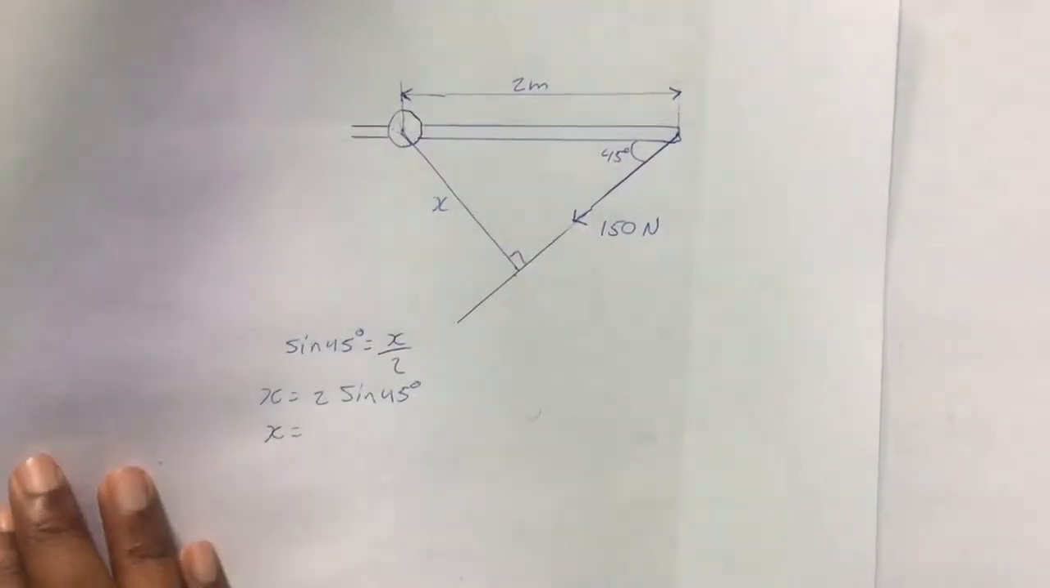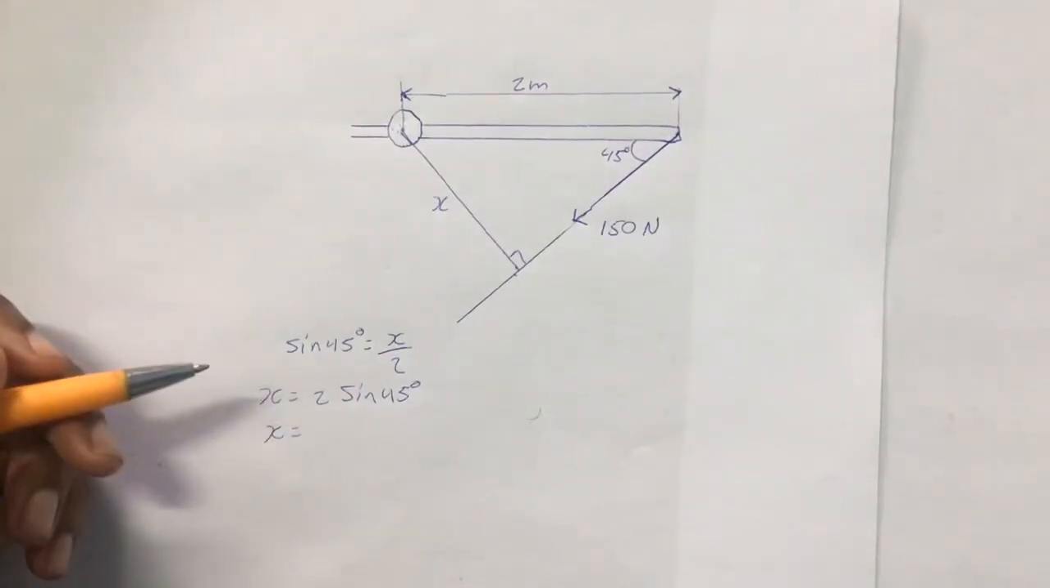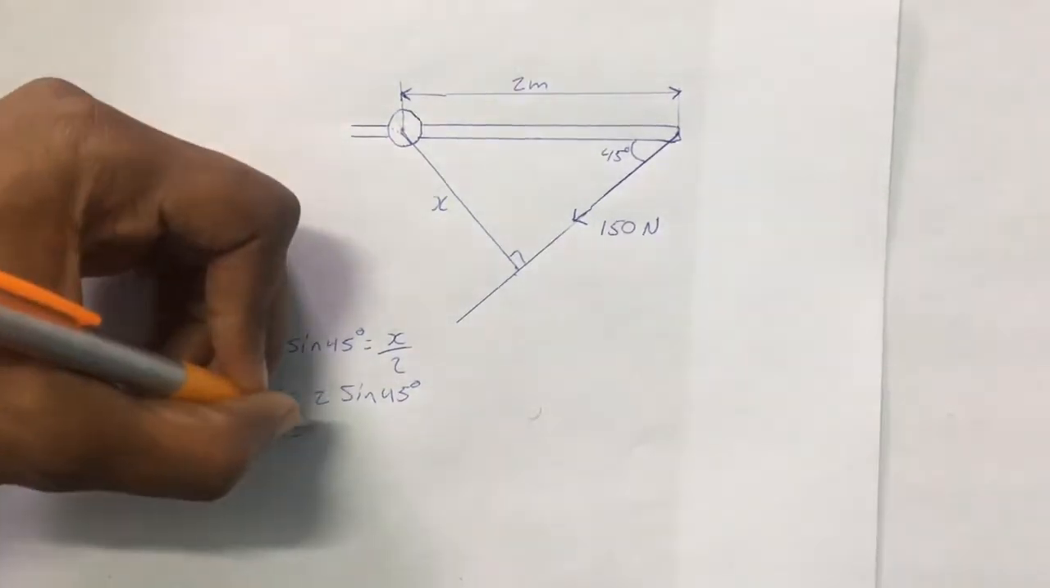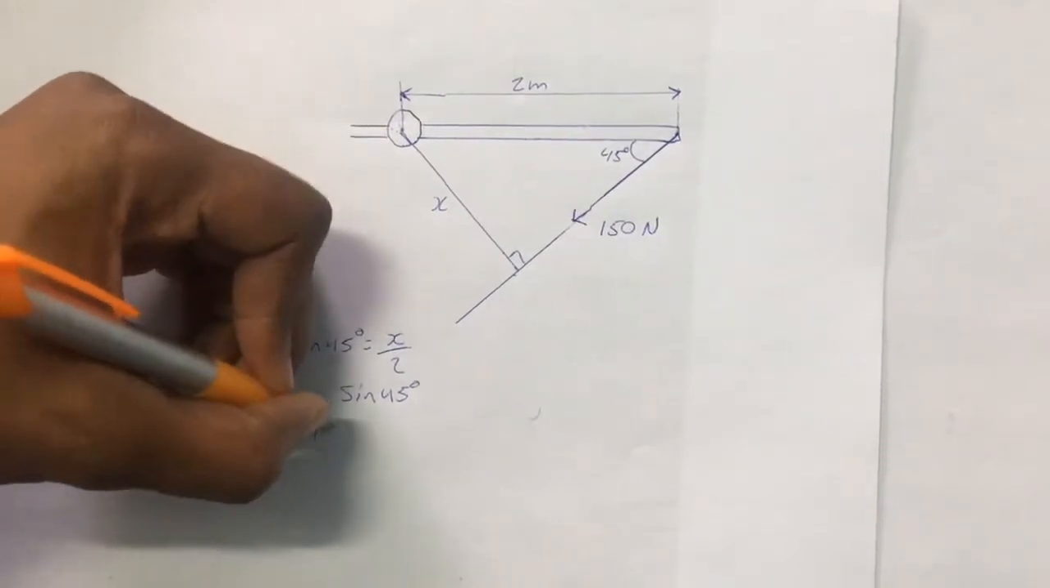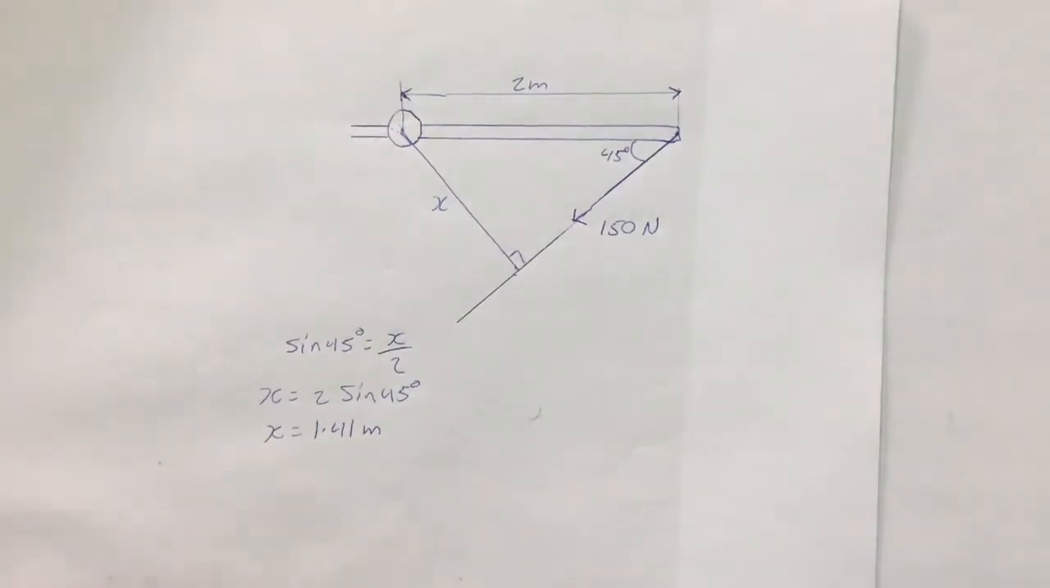Therefore, x is equal to 2 times sine 45. Alright, 2 times sine 45. So x is actually equal to 1.41 meters.